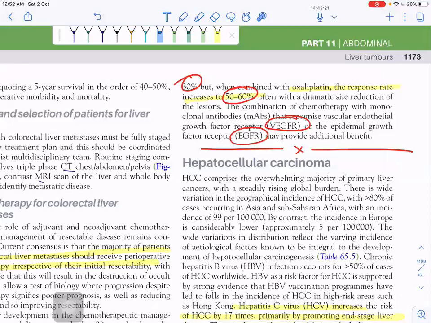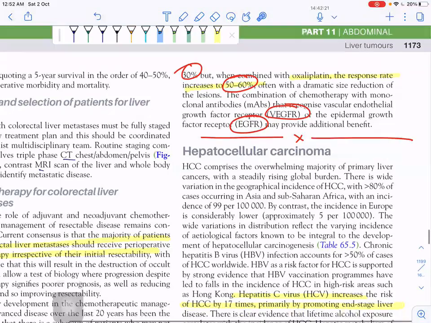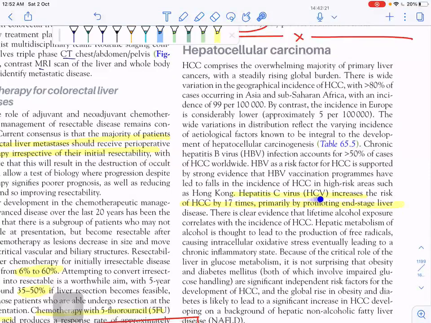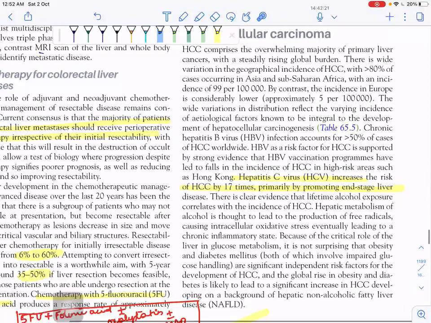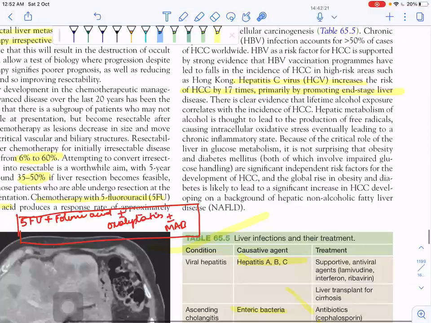Then we'll go to hepatocellular carcinoma. In hepatocellular carcinoma, hepatitis C virus increases the risk of HCC by 17 times, primarily by promoting end-stage liver disease. So these are the causative agents.